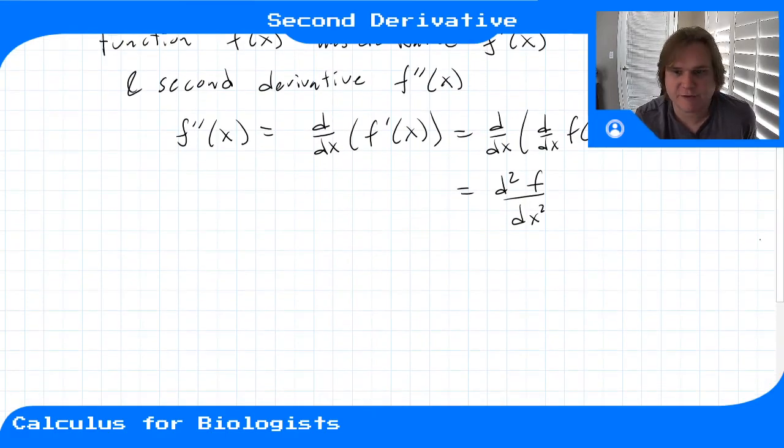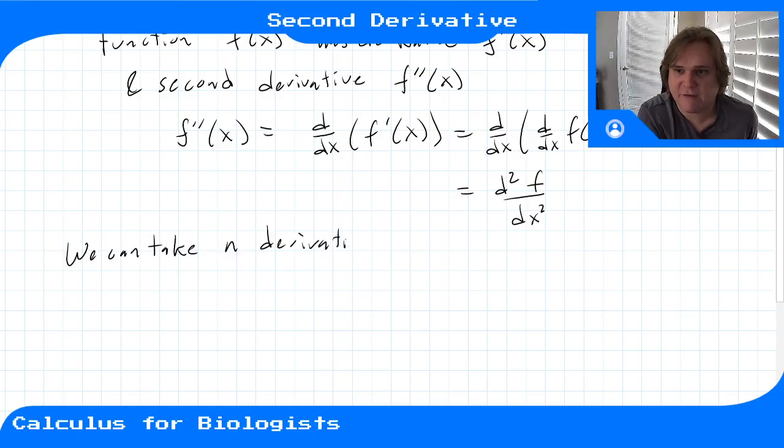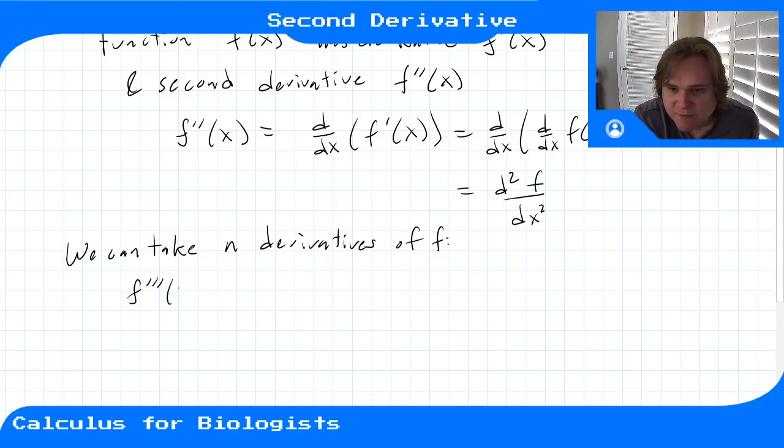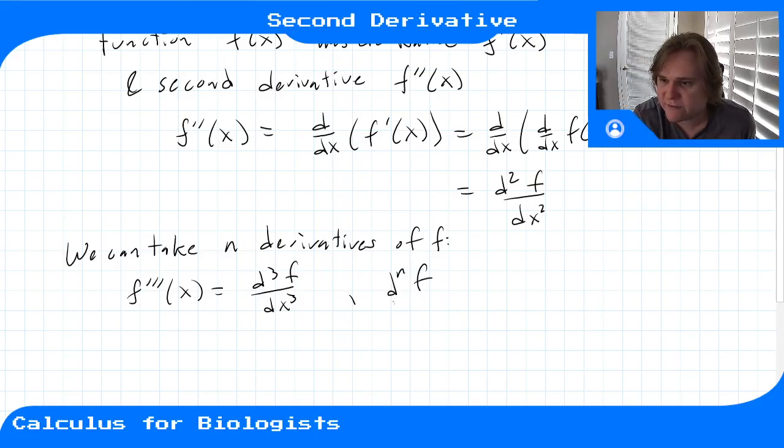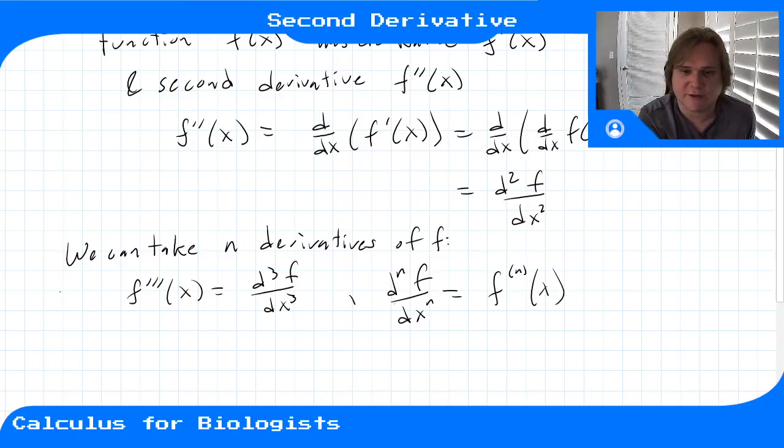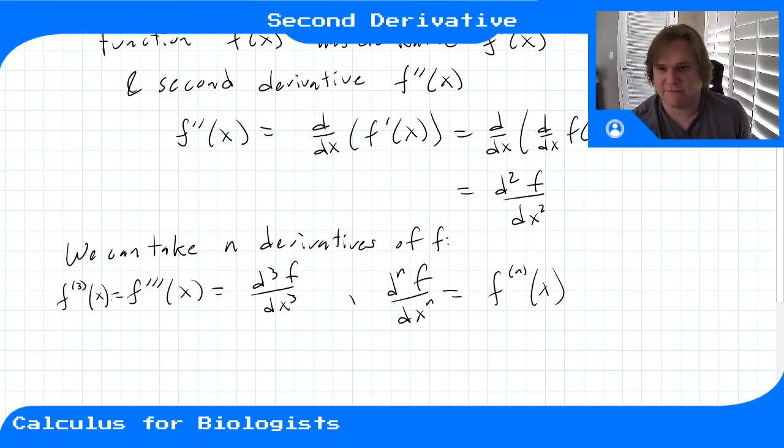So we don't have to stop at two derivatives. We can take n derivatives of f. That just means you take the derivative of the derivative of the derivative, and you can keep going. So f triple prime of x would be the third derivative, or the nth derivative. There's no good way to write them with primes forever, but sometimes this one's also written as f superscript (3) of x, where the number in parentheses indicates the derivative. So we can take n derivatives of f to get the nth derivative.